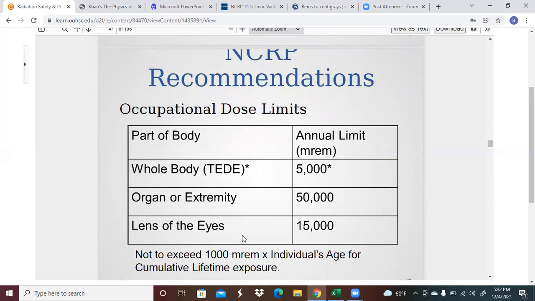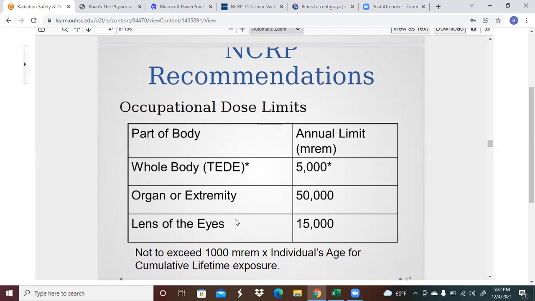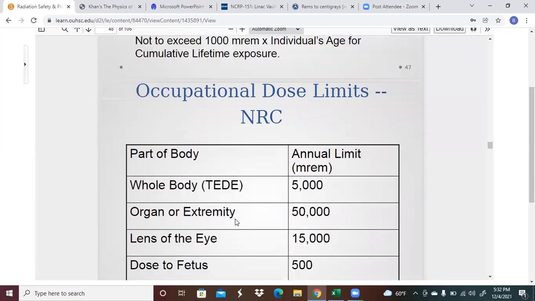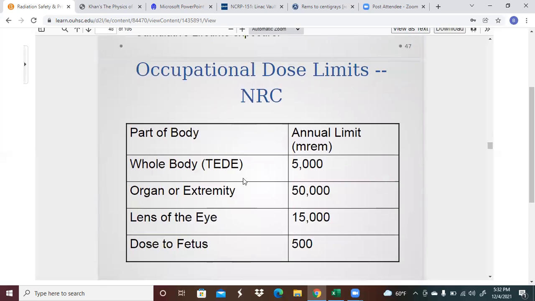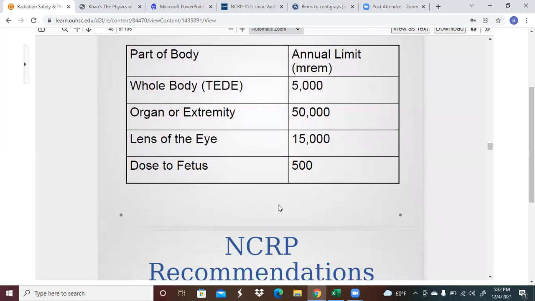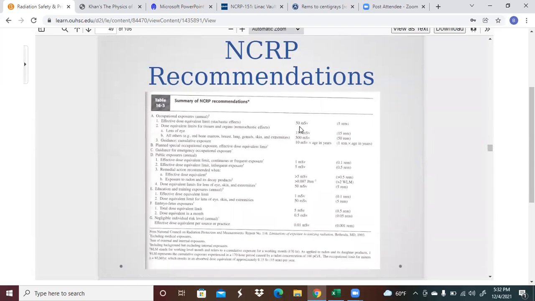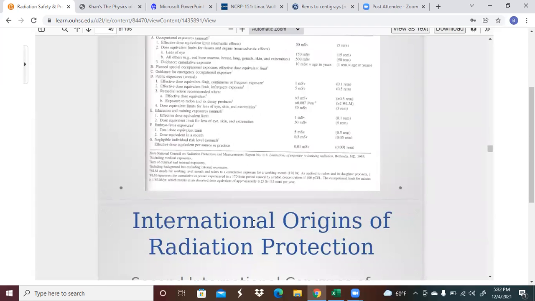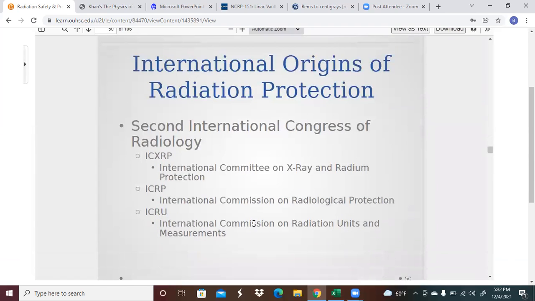So the NCRP recommendations for occupational dose limits, you've got the whole body here and the annual limit in millirem, the organ or extremity, and the lenses of the eyes. The occupational dose limits from the NRC are listed here. It also includes a dose to the fetus. And you can see these recommendations are written out. This particular table is what I was given whenever I was going through school.